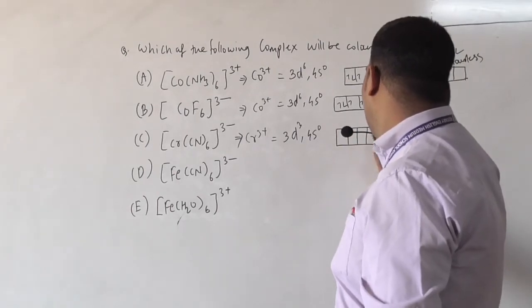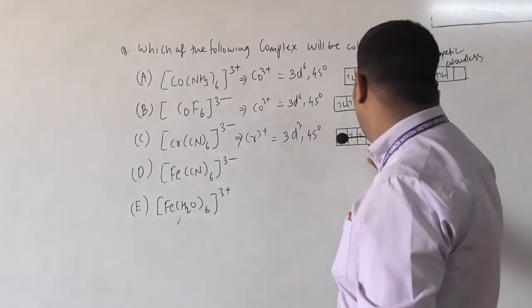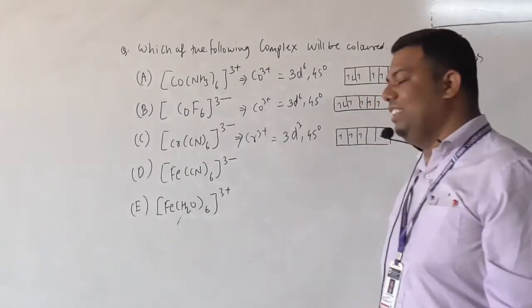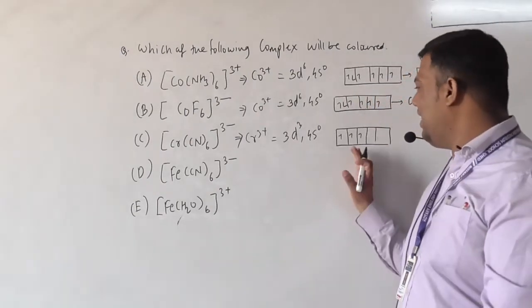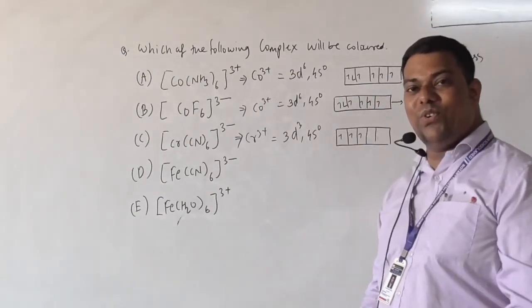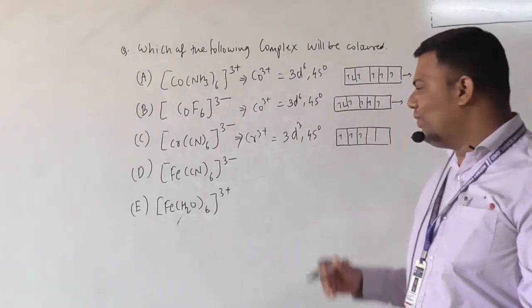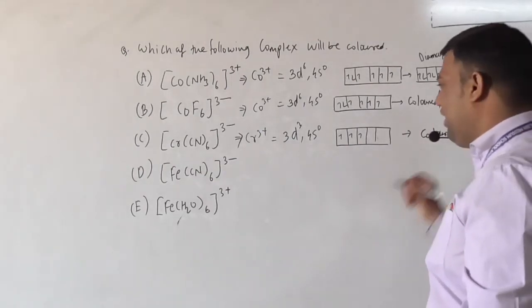Okay, so here 1, 2, 3, 4, 5. Sorry, 1, 2, 3 only. See, CN is what? A strong field ligand. So the purpose of pairing is not completed. So here the unpaired electrons will remain as they are. So these are also colored complexes.